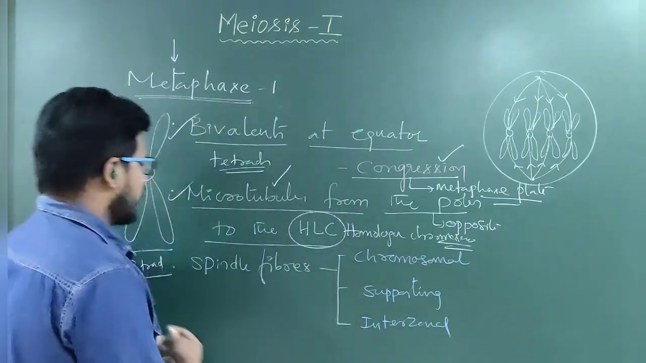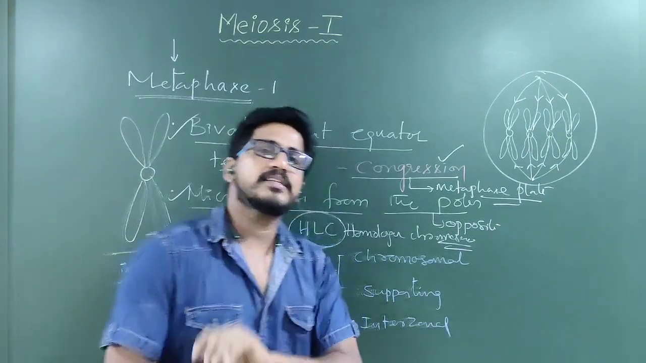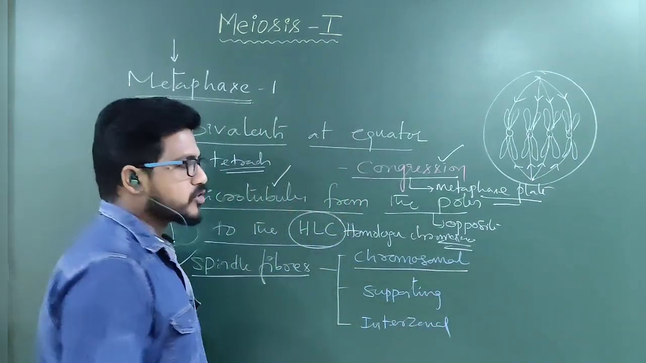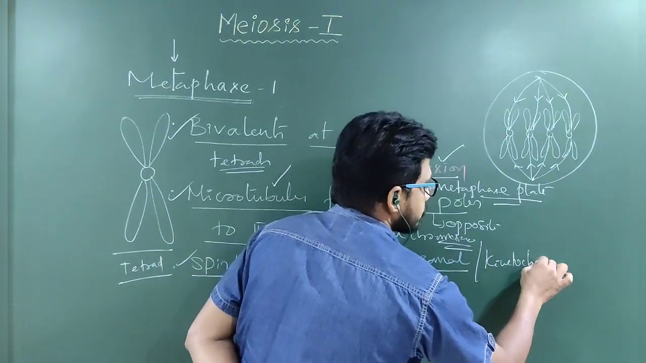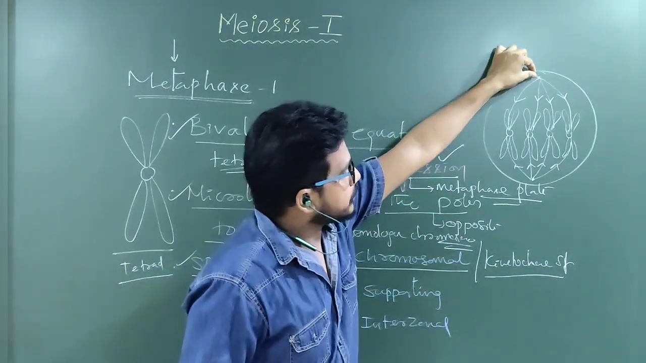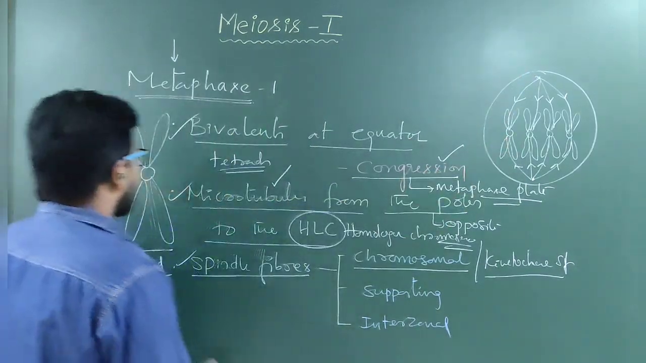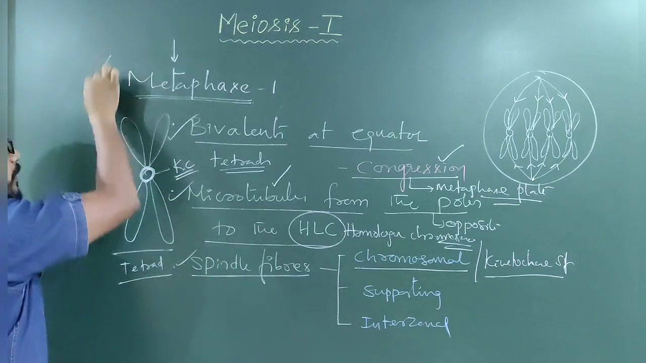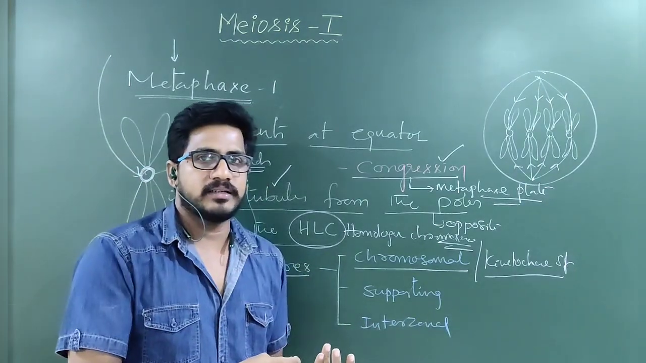What next? Spindle fibers are forming, and they have three kinds of alignments. One is chromosomal spindle fibers. Chromosomal spindle fibers are also called kinetochore spindle fibers. Kinetochore spindle fibers means they are starting from the centrioles or opposite poles. They are directly connecting to the kinetochore. What is the kinetochore? This is the kinetochore. So they are coming directly and attached here. A spindle fiber may be aligned like that.